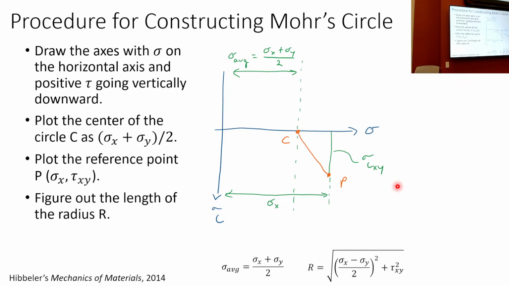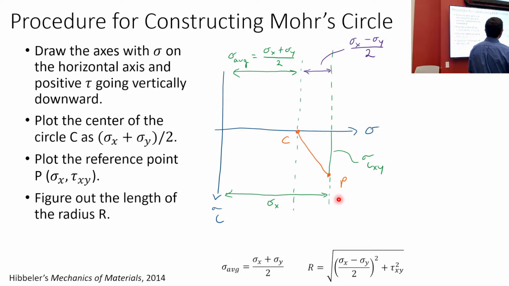Look, I can figure out what this distance is. It's sigma x minus sigma average, that's this distance. And I know what tau xy is. That's the vertical. So r squared is equal to this squared plus this squared. Okay? Geometry. We're doing it. So we figure out what that distance is, which turns out to be sigma x minus sigma y over 2. Okay, why?